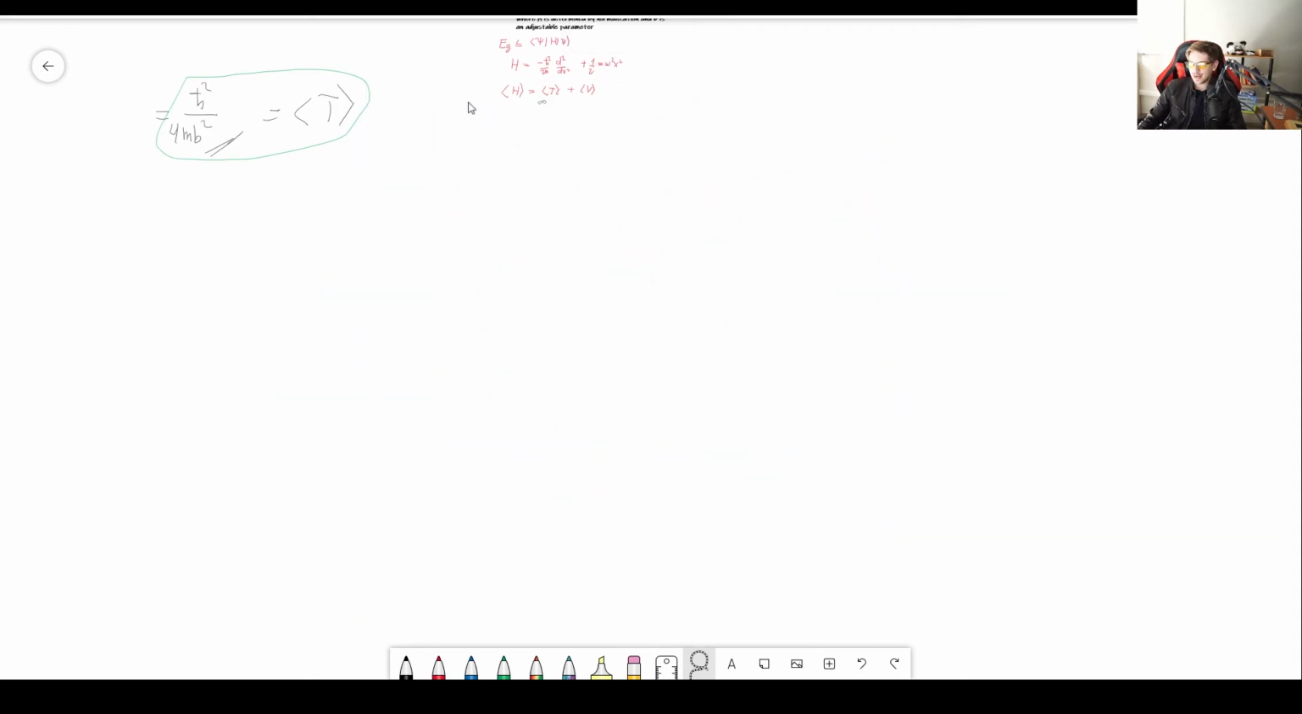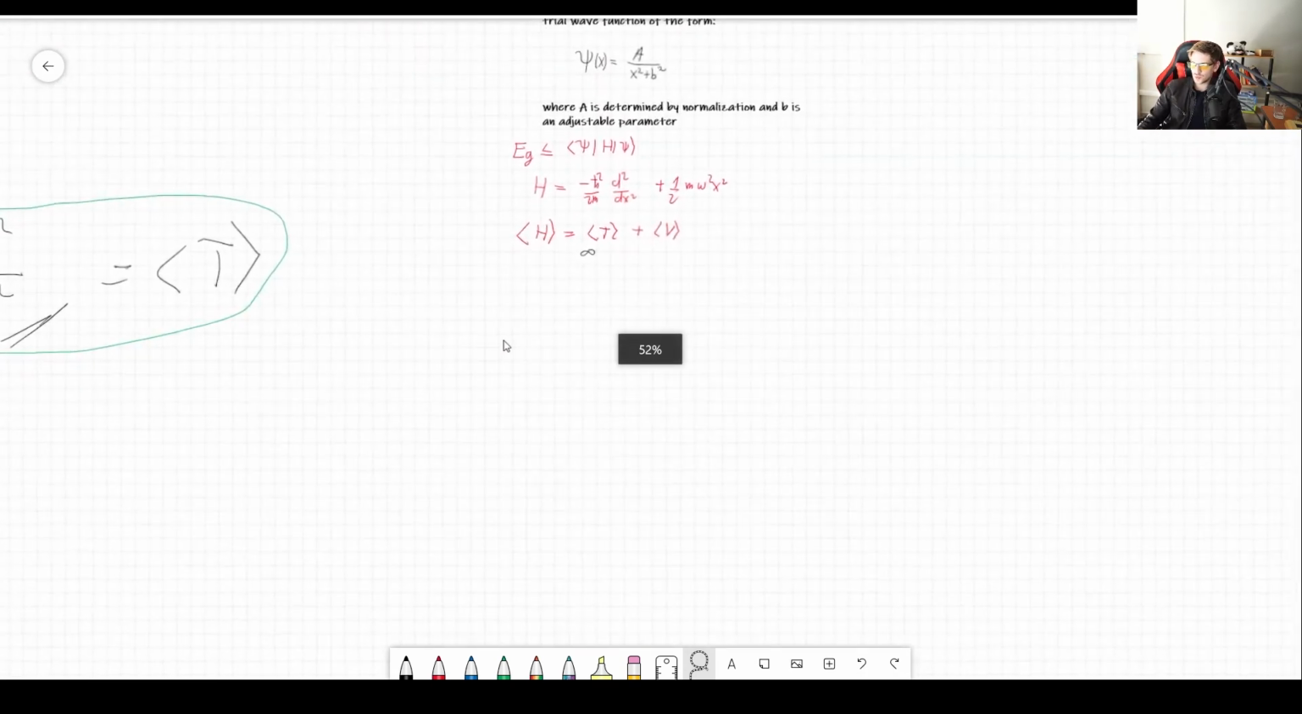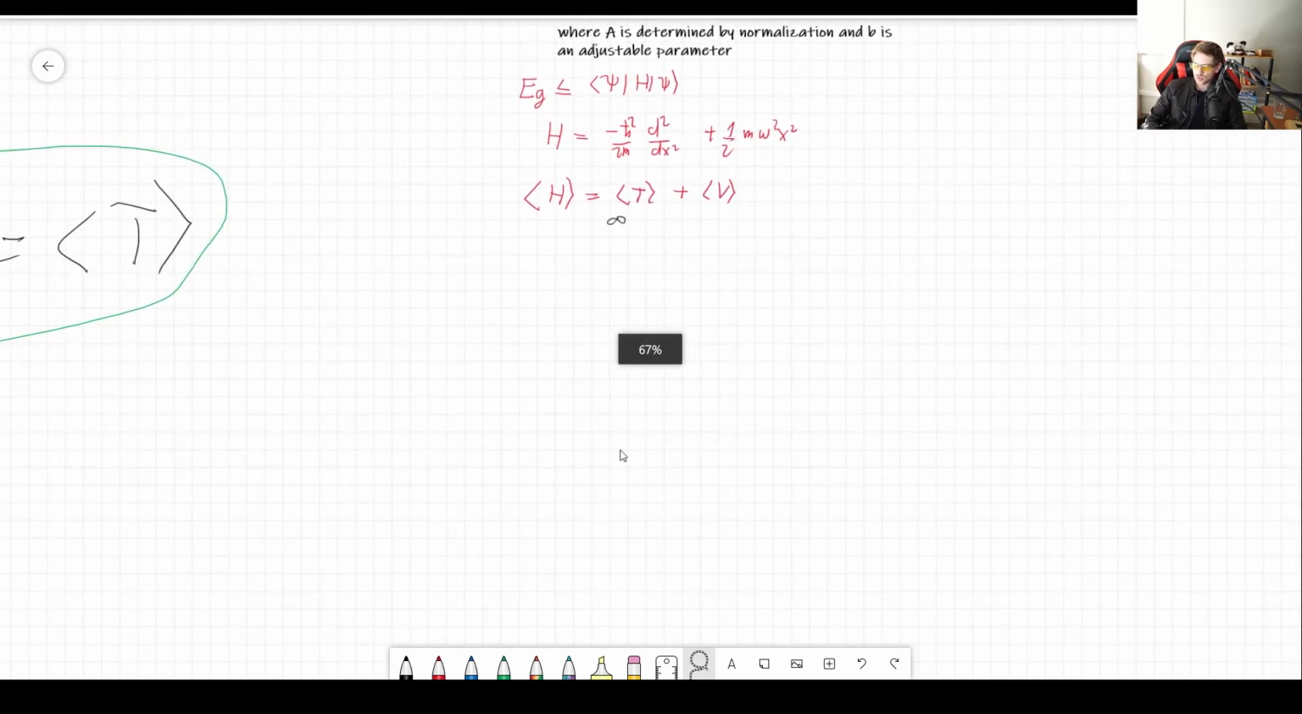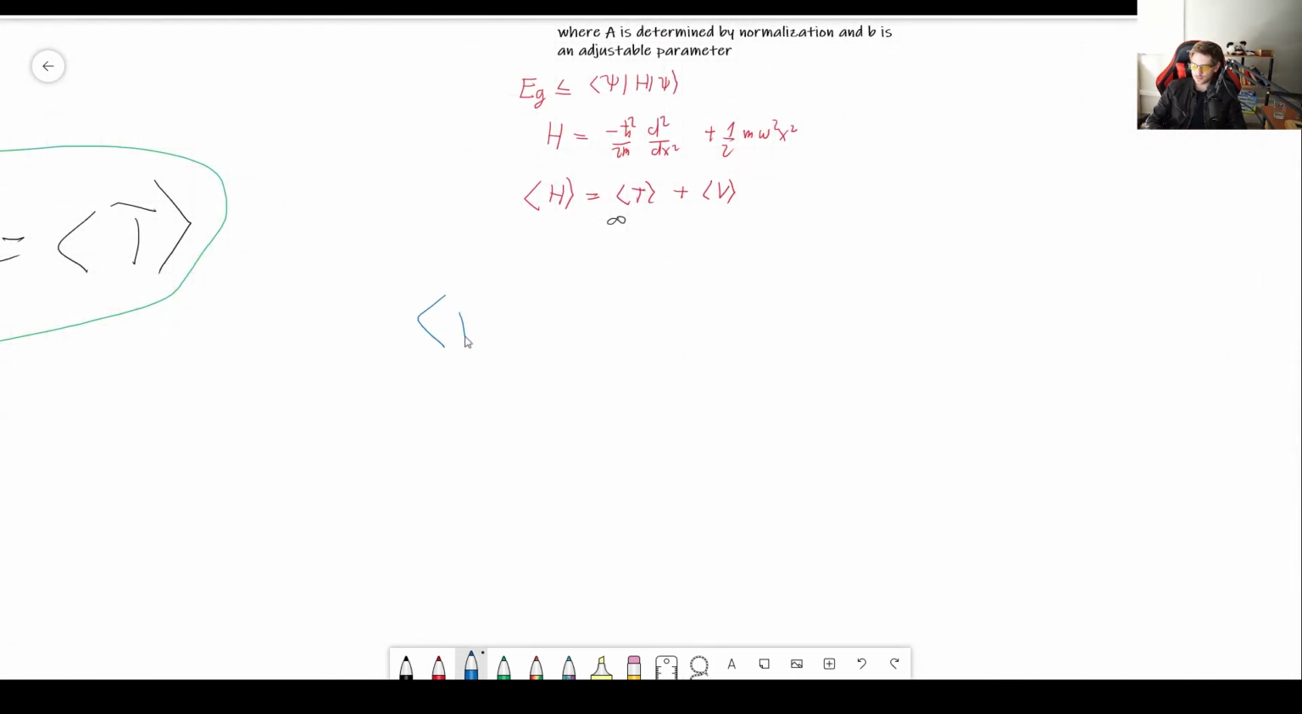Okay, so now let's go and work with the potential. What is the expectation value of the potential? This is going to be 1/2 m omega squared a squared, right? All the constants come out. Integral from minus infinity to infinity. And then we have our wave function, of course, which is going to be squared. So we get 1 over x squared plus b squared, squared. And we still have our x squared.